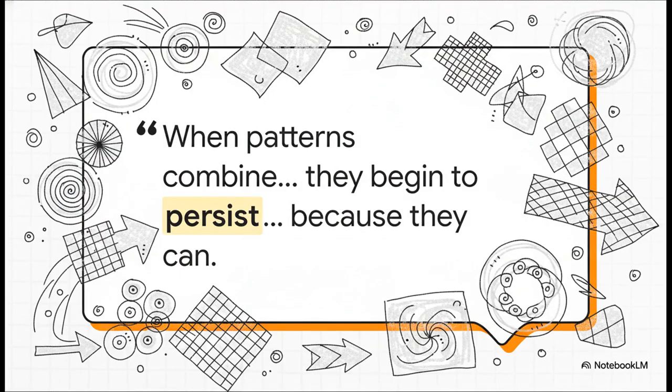Let me read this exactly as it appears in our source because it's absolutely crucial. When patterns combine in certain ways, they begin to persist, not because something forces them to, but because they can. I mean, think about the sheer elegance of that. The stability isn't forced by some outside hand. There's no external pressure squeezing these patterns together to make them stay. It's simply a natural, unforced outcome. When certain combinations randomly lock together in a stable way, they survive, because they can.